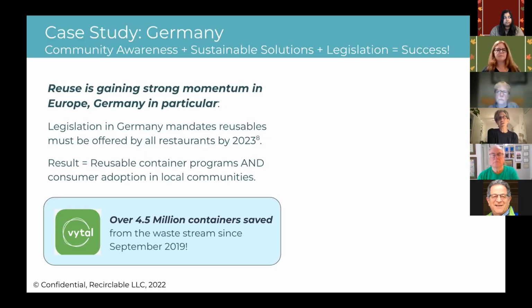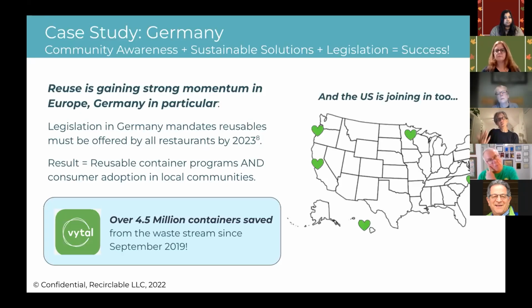And one of the leading providers there is a company called Vital, and they've saved over 4.5 million containers from the waste stream since September of 2019. So those are pretty compelling numbers. But the good news is that the US is really joining in this movement too. So we're not alone at Recirclable. There are reuse providers popping up all over the country. And a lot of us collaborate through what's called the National Reuse Network, where we share our learnings and work together to really get this operating throughout the country.